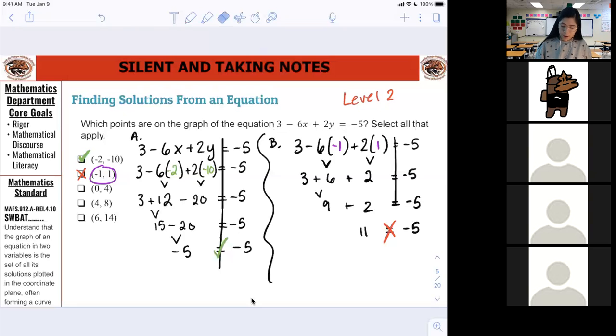So I want you guys to try now, plug in the numbers for answer choices C through E, and we'll meet back in about 5 minutes and see if we agree on our answers. If you have any questions, feel free to ask. We're still learning, so I'm happy to answer any questions right now.